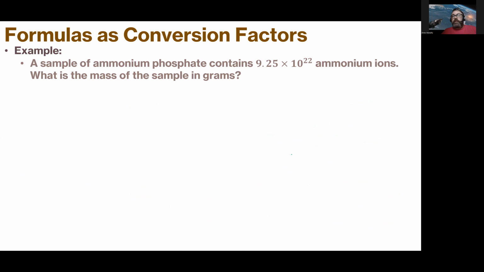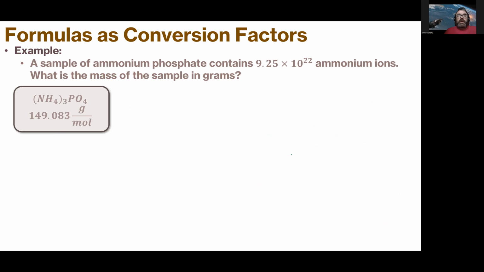Okay, so we have ammonium phosphate. We know it has 9.25 times 10 to the 22 ammonium ions in the sample. And we want to know what is the mass of the sample in terms of grams. We're going to need molar mass. There's molar mass. I've also given us the formula of ammonium phosphate, but you should know how to figure that out at this point.